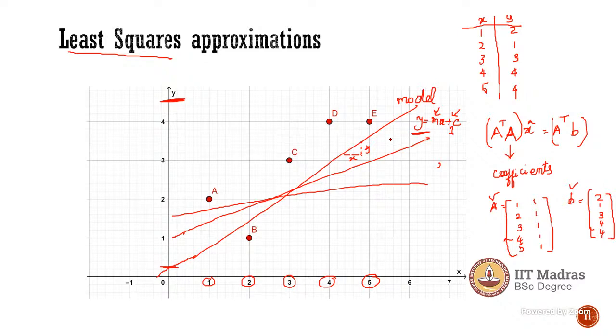Ma'am, I still don't get how the 1 is the intercept here, as you took 1, 1, 1 in the second column. Yeah, that is the coefficient of your intercept, right? The coefficient of x is m. Can I explain why it is coming one? Yeah, you can explain.